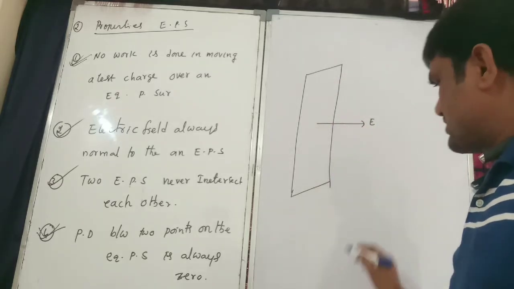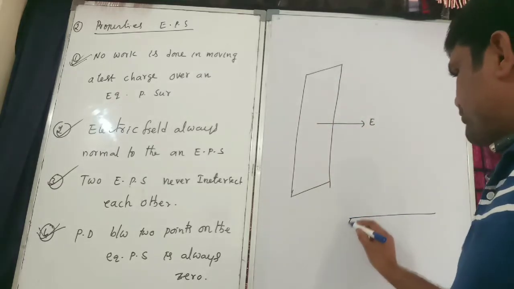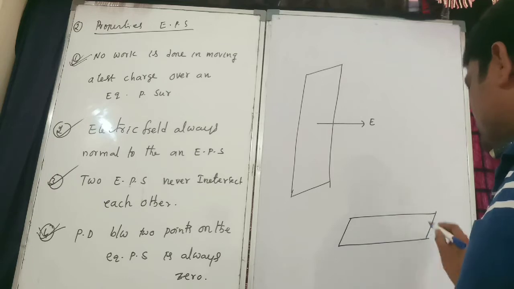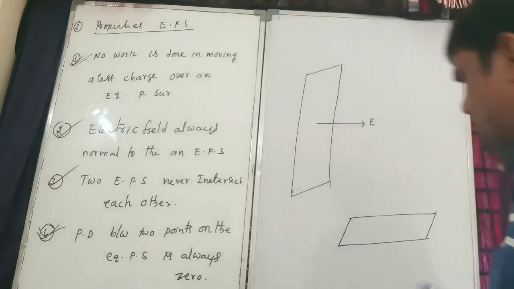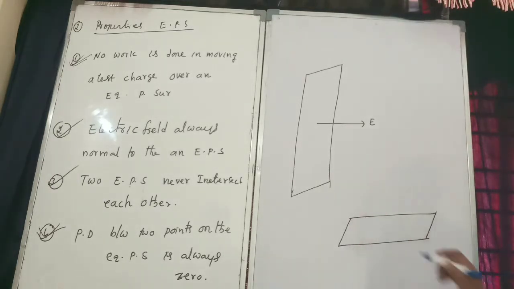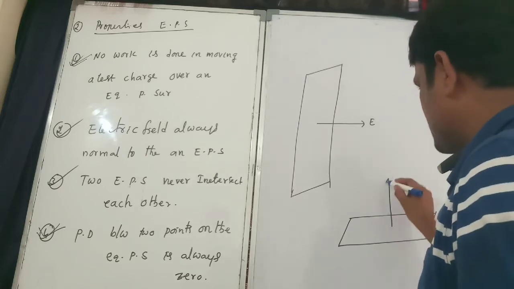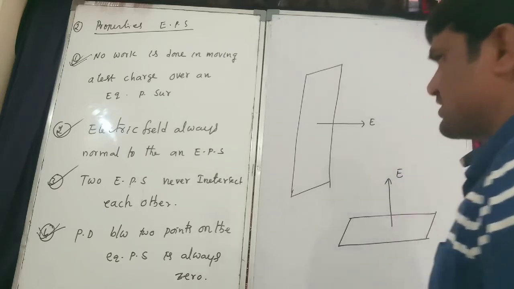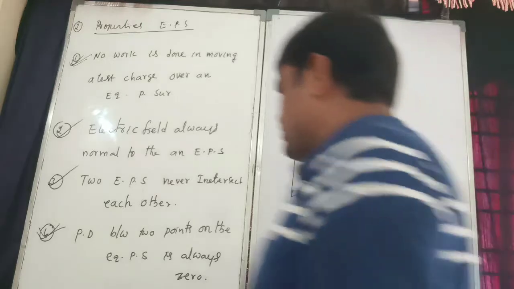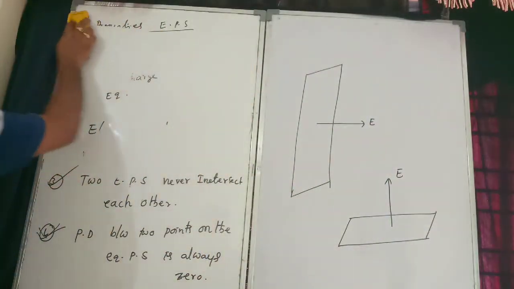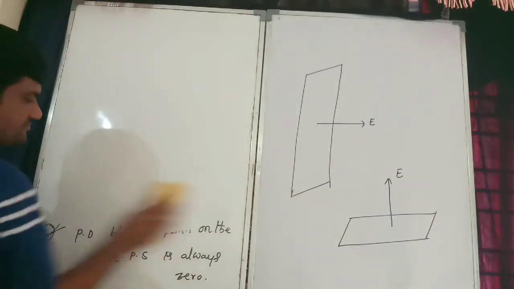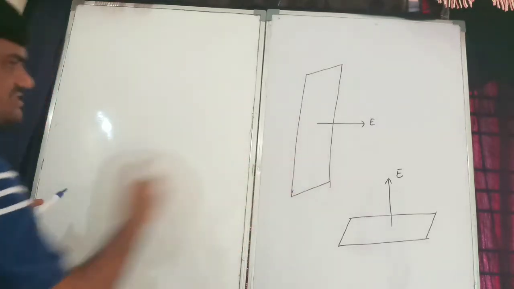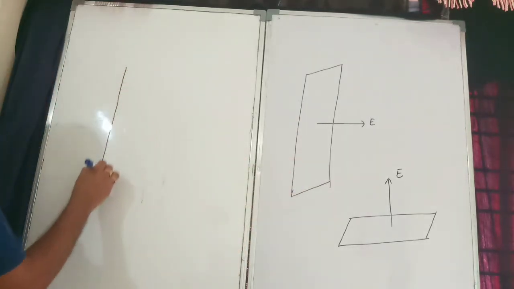Now another sheet, an equipotential surface, I will consider. This is the surface. Now the electric field lines are acting in this direction. So then what happened? I will consider both intersect. If I consider both intersect, this is the first plate.